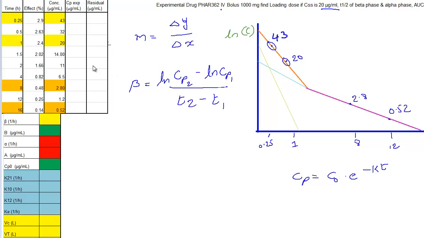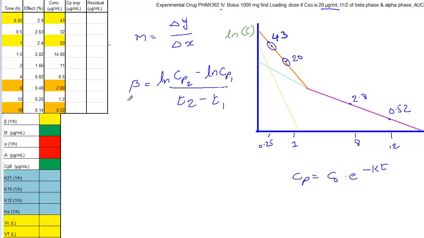Welcome back. Now, based on the concepts which we learned in our earlier videos, let's do this problem. Okay, here is a plasma concentration time points. The very first step is to find the beta phase slope, right? The equation for any slope is the difference on the y-axis over the difference on the x-axis.